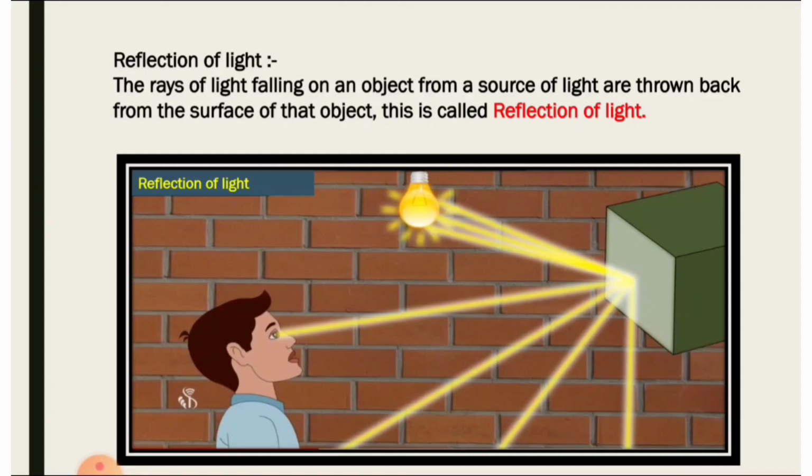Now when the light is falling on the object, it reflects those rays back, and these reflected rays reach our eyes, and this is how we can see the object very clearly. This process is called the reflection of light.